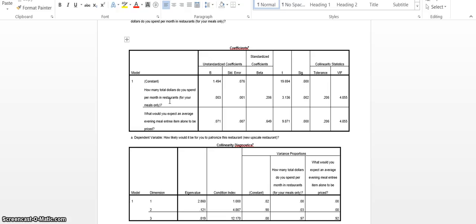So this is how you will interpret the data, and make sure that you report all the items that need to be reported, including the VIF, the multicollinearity diagnostics, which is the VIF over here.